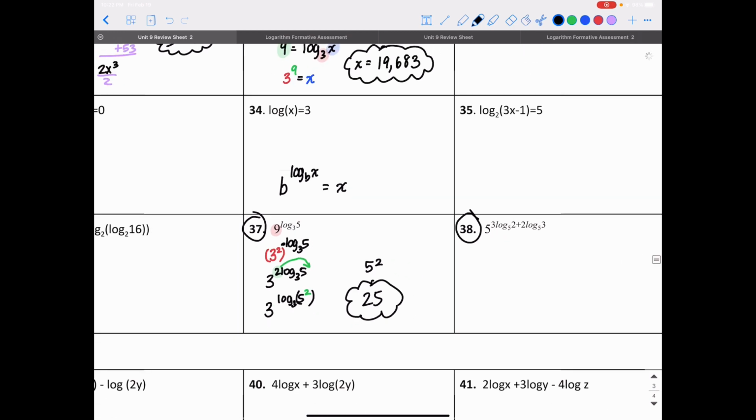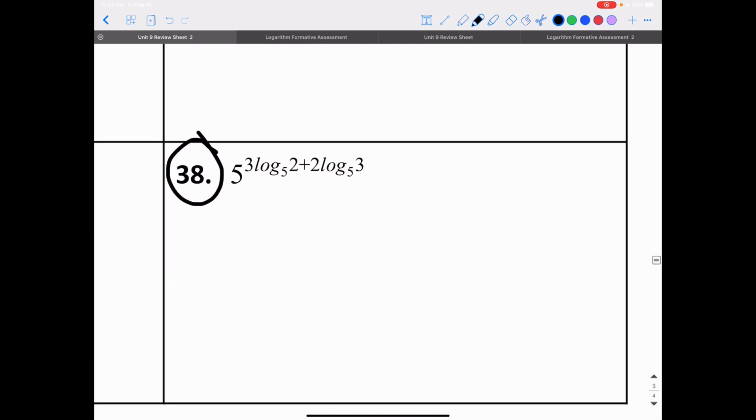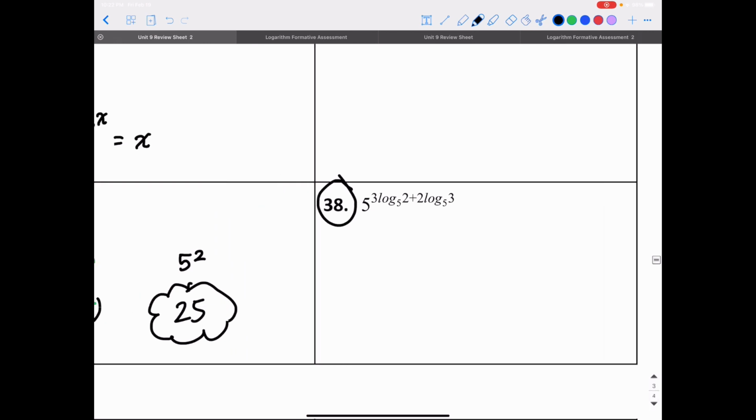For number 38, I have 5 to the 3 log base 5 of 2 plus 2 log base 5 of 3. This is the same thing. It looks like it could potentially become b to the log base b of x, and I know that's going to be equal to whatever's inside of that single logarithm in the exponent. The base here is 5. I have a base of 5 for these two logarithms. They both have base 5, so I can combine them.